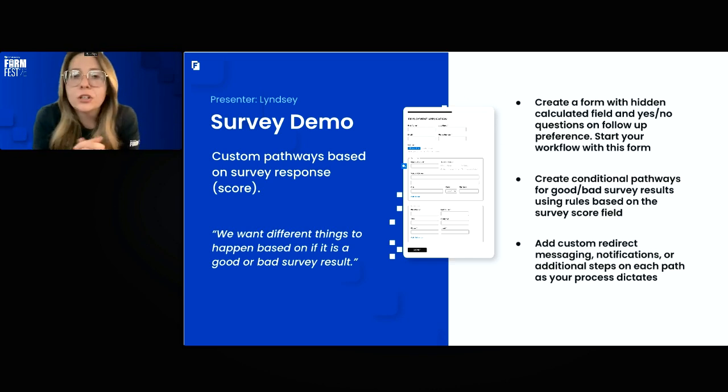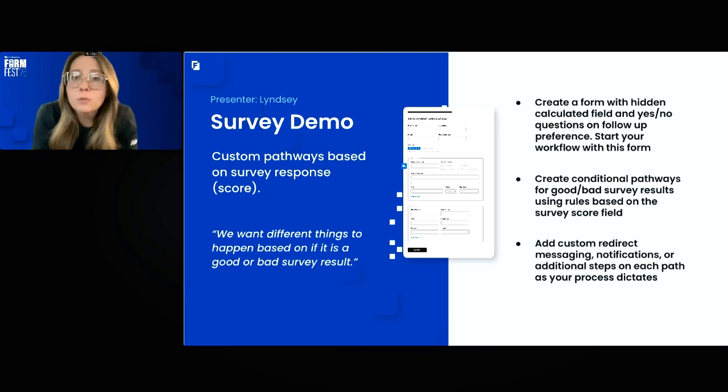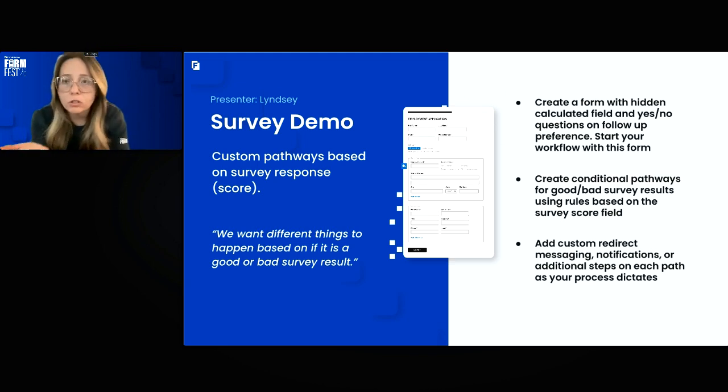So the one that I chose for our example today is a survey. I'm sure no matter what industry you are in, you have a survey of some kind, whether it's a customer or a client feedback survey or an employee survey. So that's what we're going to start with today. Really, the question that we want to answer is, let's say we want different things to happen based on if we have a good survey result or a bad survey result.